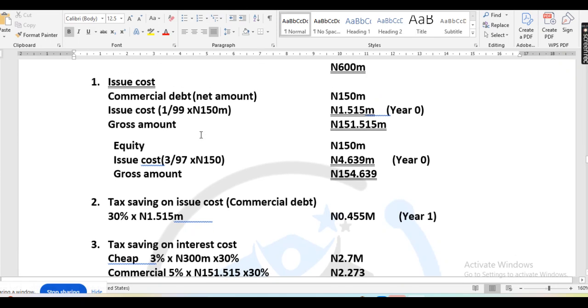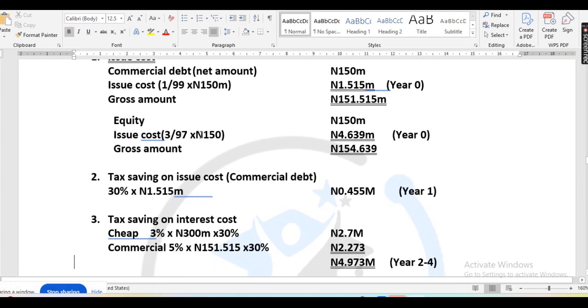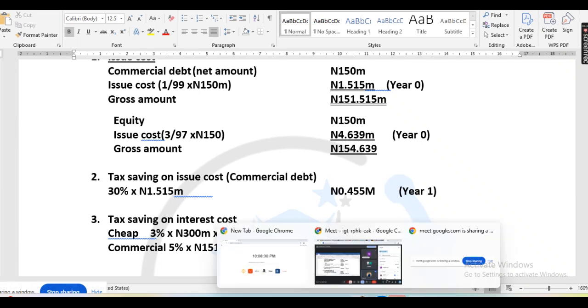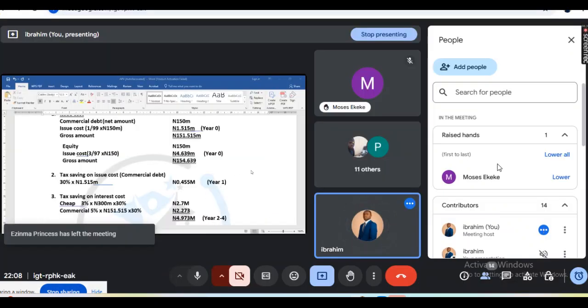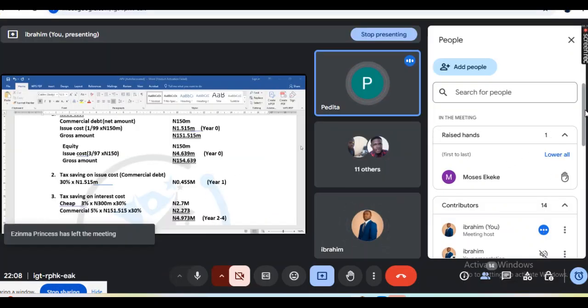But cheap loan, subsidized loan, does not have issue cost. We don't have the gross amount. The only gross amount we have is 300 million. Now, for the commercial debt, we have the issue cost, we have the gross amount, the total cost of it. So we charge the interest on the total cost, right? So that is why we have to do it that way. Do you understand? Yes, sir. Okay.